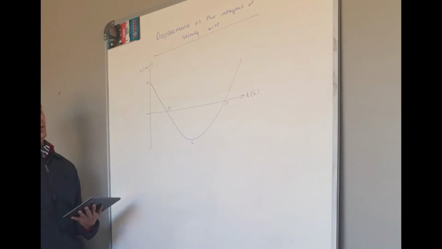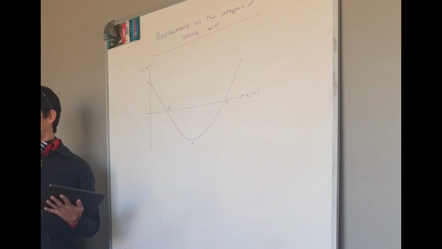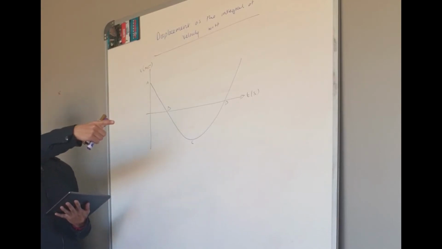What can you tell me about the velocity at D? You stopped. I stopped and I've now turned around. I've changed direction again. I'm not going that way anymore. I'm going towards the wall. I'm going back towards the wall now, right?